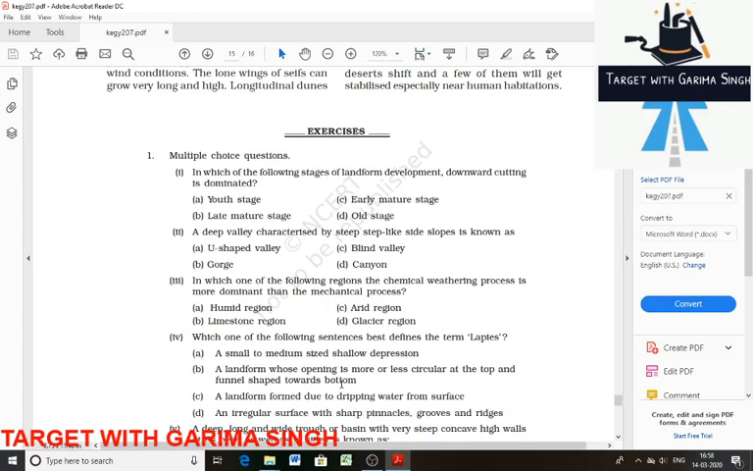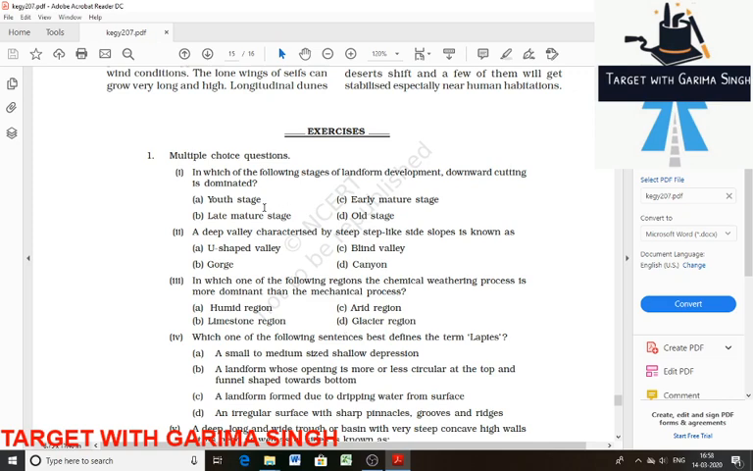So the first question is the multiple choice questions. You have to find the one which is correct. In which of the following, or as per the question, if it's asking for the correct one, you have to choose the correct one. If it's asking for the incorrect one, you have to choose the non-correct one. It's a multiple choice one, like an MCQ kind of.